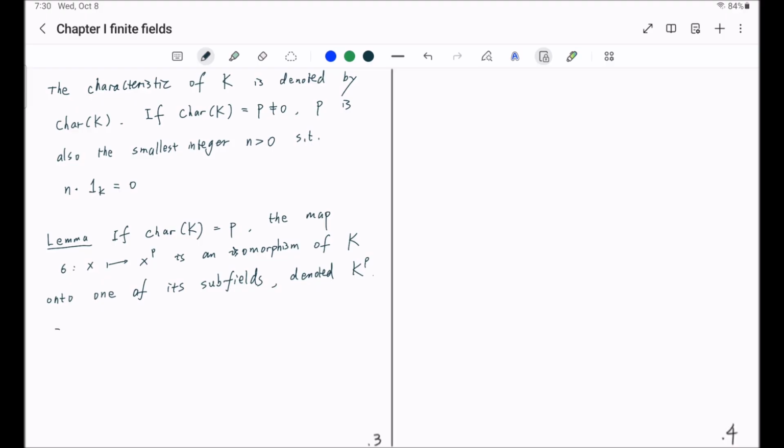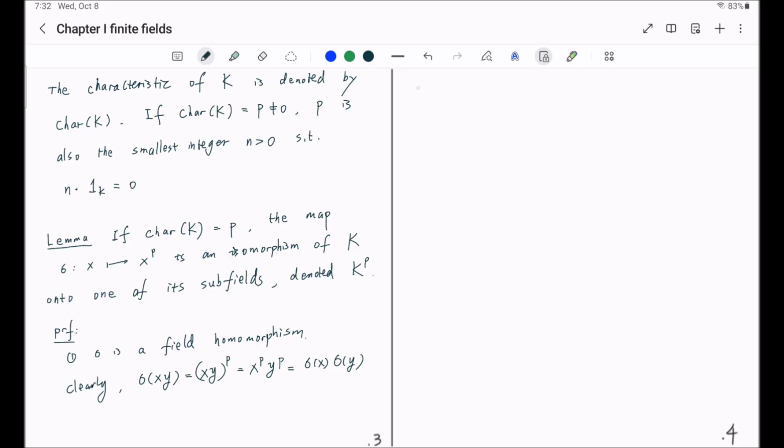Now let's prove this. Let us first check that sigma is a field homomorphism. Clearly, we have sigma of x times y, where x and y are both from the field k, is x times y to the p, which by commutativity is equal to x^p times y^p, and this is equal to sigma of x times sigma of y. So sigma preserves the product.